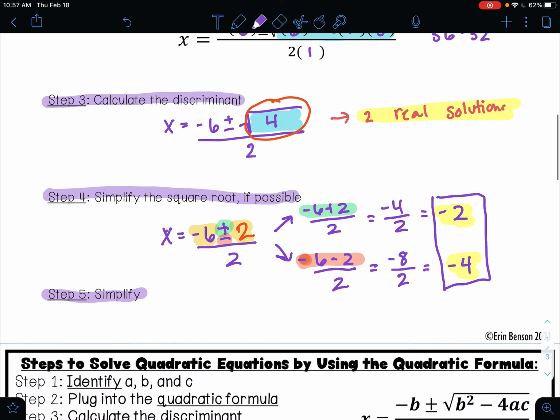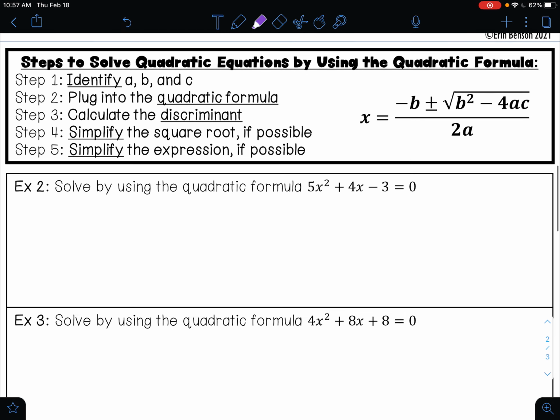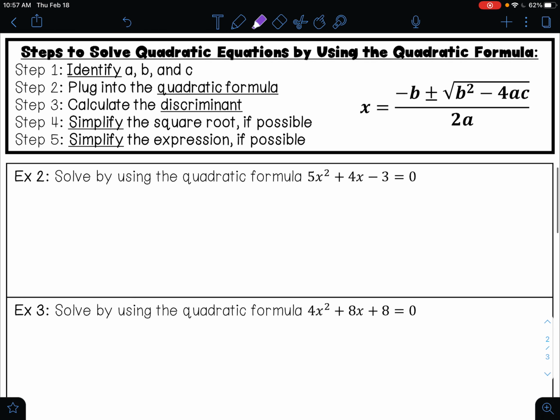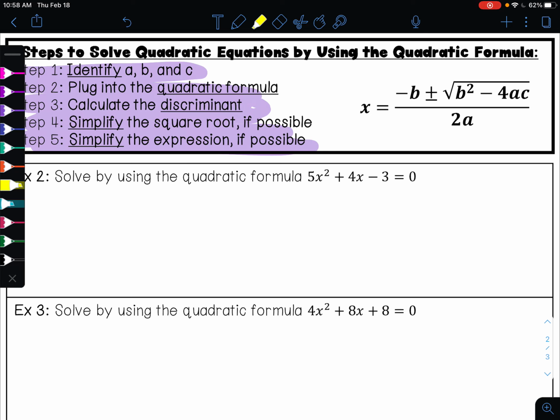So let's try that on another example. If you look at the next page, I have the steps listed out for you here. And I have the quadratic equation also available for you over here.